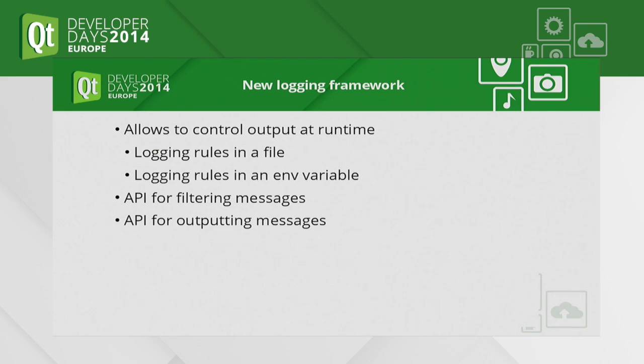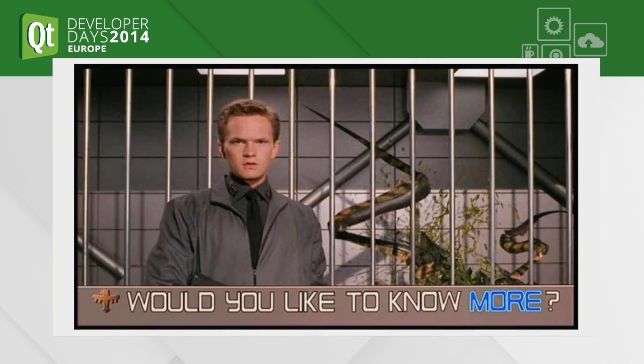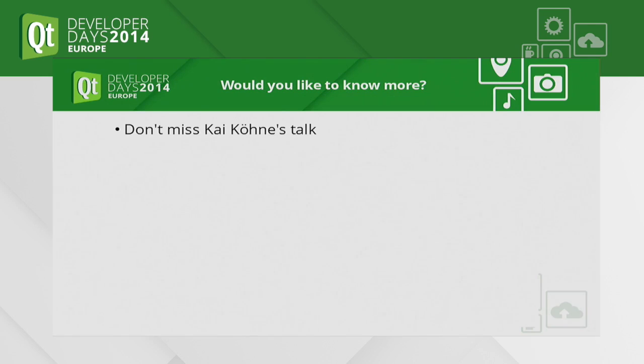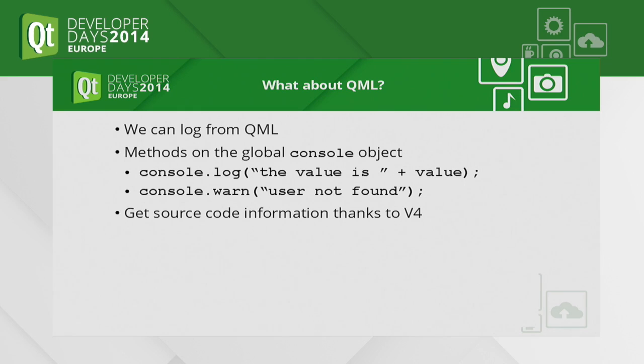Now a message is rich and also contains various information, for instance, the line of source code that output that message. So if you'd like to know more about all this stuff, please go to Kai's talk tomorrow, because this is the C++ API. What about QML? Right, this is about QML.